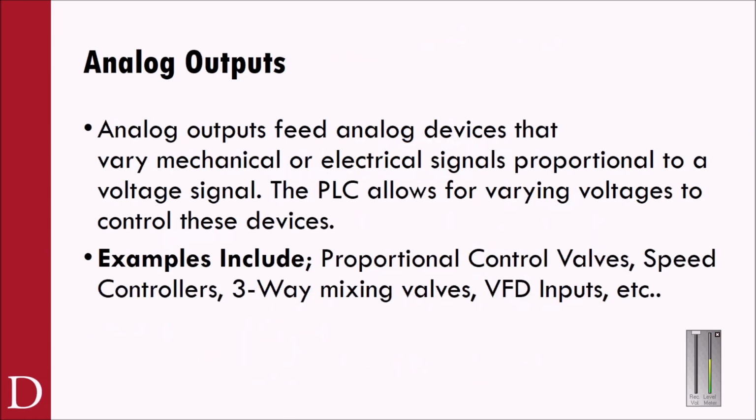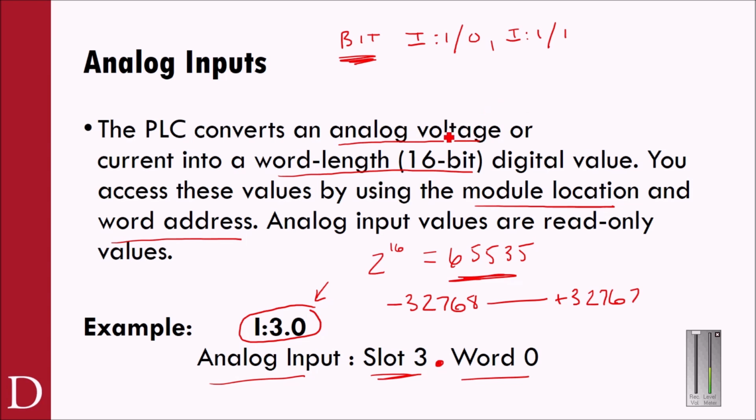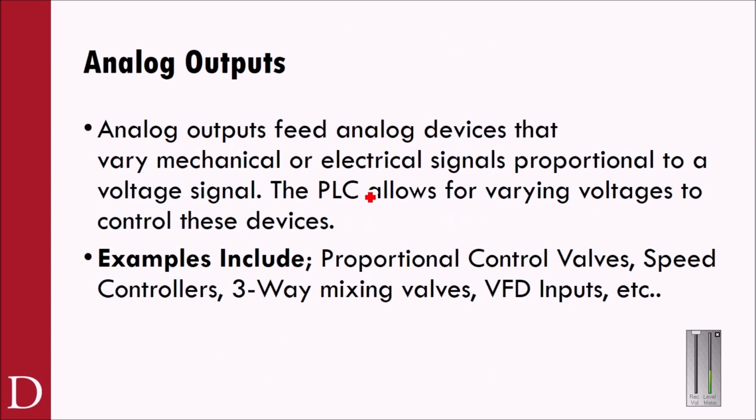Analog outputs. So where an analog input takes a voltage and converts it to a word, and oh, by the way, on the analog input side, we call these read-only, which isn't to say that we can't change them. It just means that we're reading the digital value. We're not writing it. On the analog output side, the PLC is taking a digital value that we send it and sending it out as a voltage. So analog outputs feed analog devices that vary mechanical or electrical signals proportional to a voltage signal.